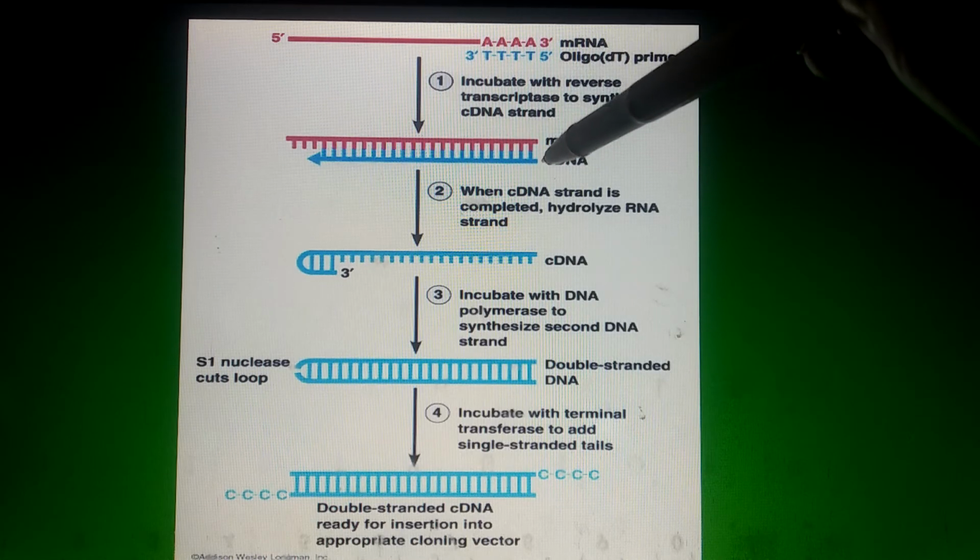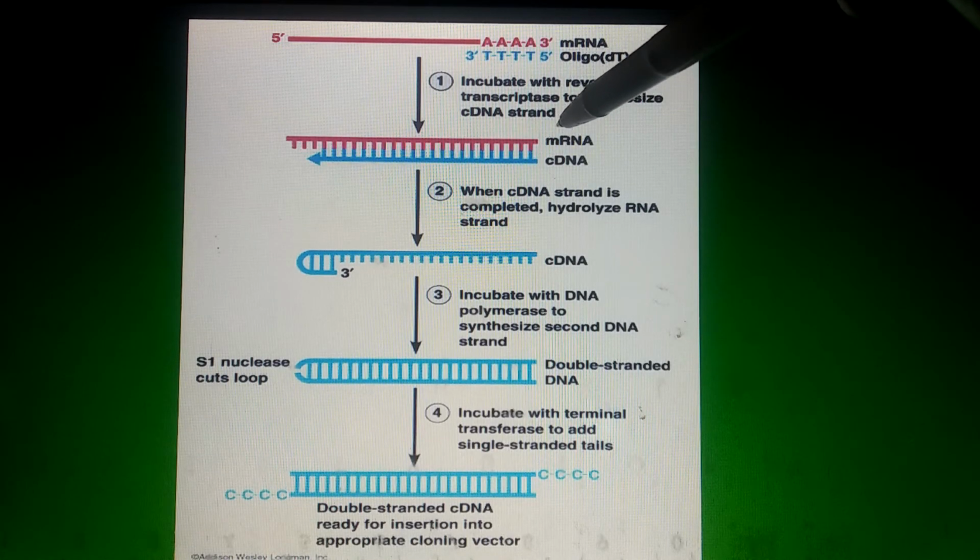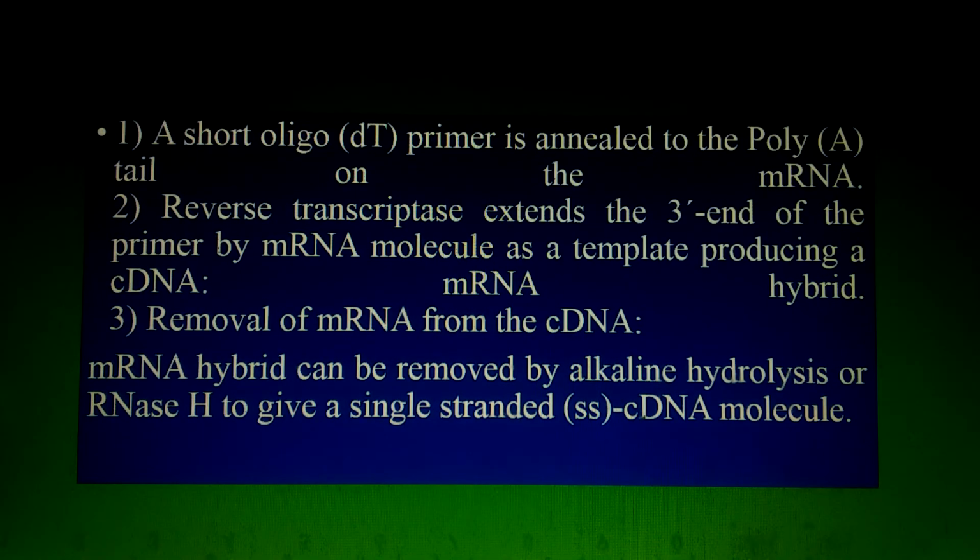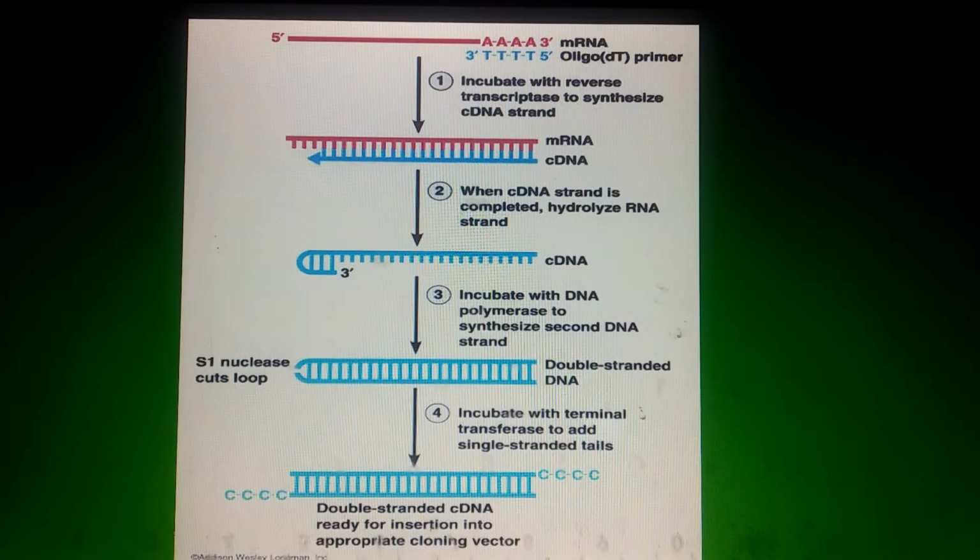This cDNA and messenger RNA form the hybrid, and this hybrid is separated by using the enzyme RNase H. Is it clear? RNase H is used to give a single-stranded cDNA molecule. Okay. Now what will happen? Now this hybrid is removed, meaning the messenger RNA is removed from the cDNA by using the RNase H enzyme. Then now what will happen?